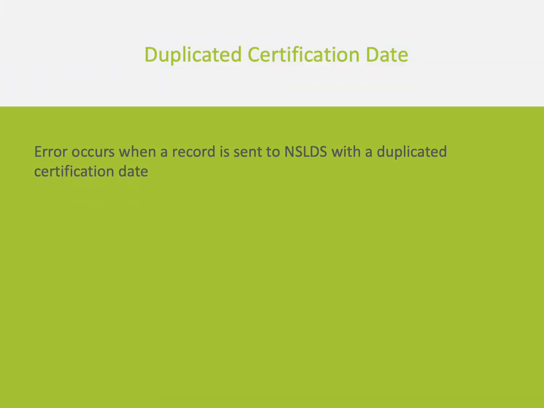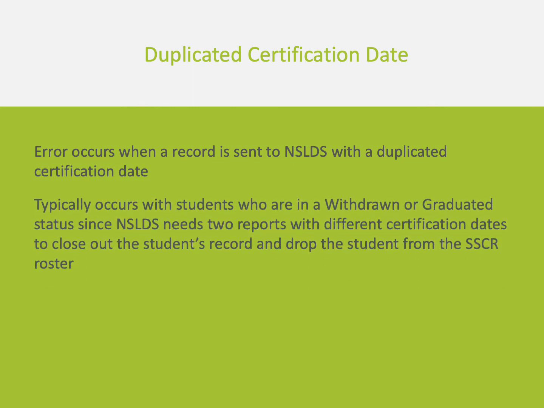This next scenario for Error Code 32 is for duplicated certification dates. This scenario typically only occurs for students who are in a withdrawn or graduated status. This is due to NSLDS needing two reports of a separated status with different certification dates in order to close out the student's record and remove them from the roster. The Clearinghouse processes automatically send the second report of a separated status with the certification date from your last file. However, depending on the timing of files and other updates, occasionally NSLDS reporting happens again before the next file is processed, which can result in these errors.